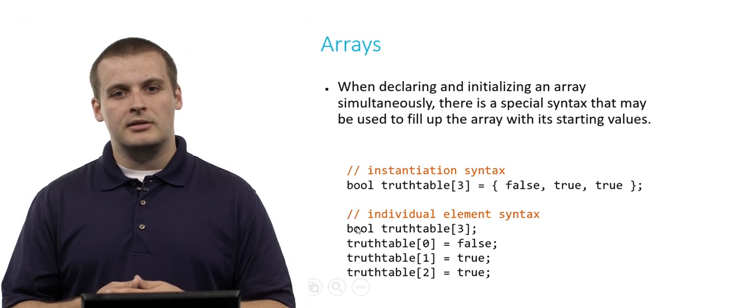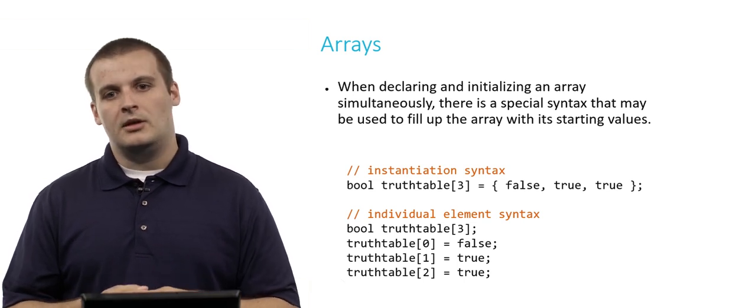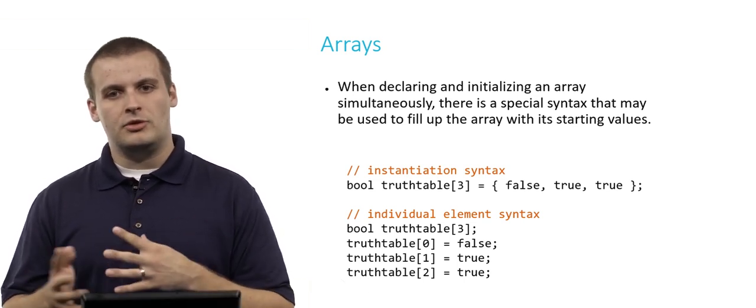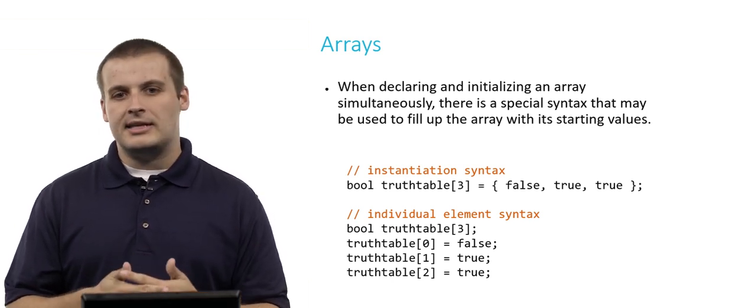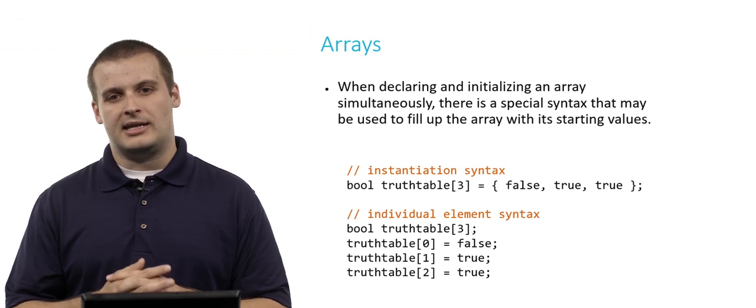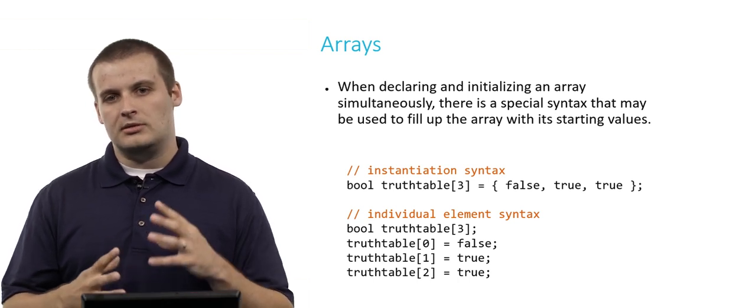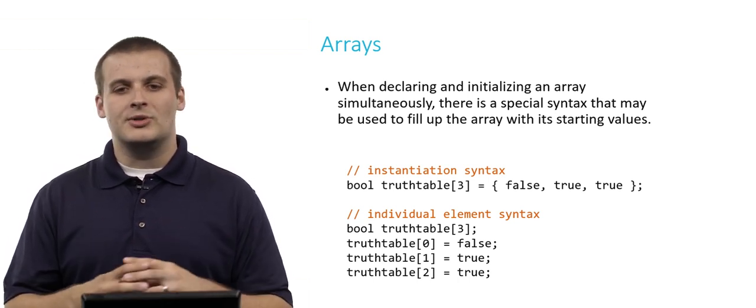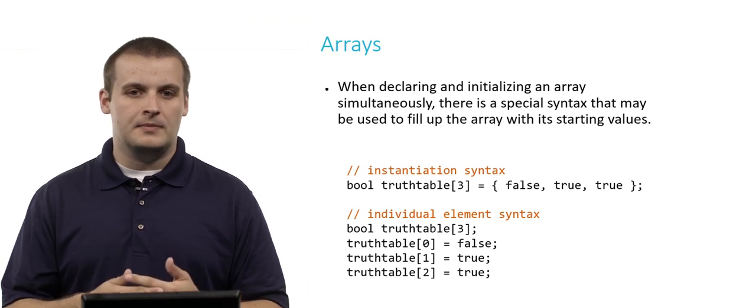This creates an array of size 3 called truth_table with elements false, true, and true. And in fact, the instantiation syntax I have here is exactly the same as doing the individual element syntax below. These two ways of coding would produce the exact same array.